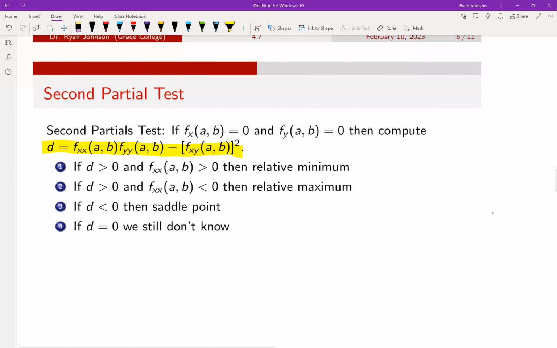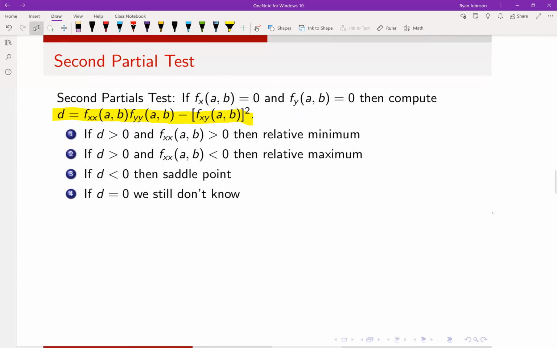Okay? So that means that we can use this when possible. We just take some second derivatives and do this calculation. This d basically tells us whether or not it's a saddle. So if d is greater than 0, it's not a saddle, and you can look at fxx, and then it's the normal way you would do it in Calc 1. If you've got a positive curvature, you've got a relative minimum. If you've got a negative curvature, you've got a relative maximum. And if d is less than 0, that tells you there's a saddle point.